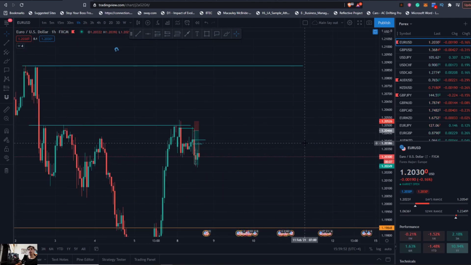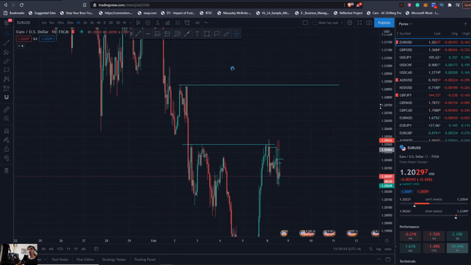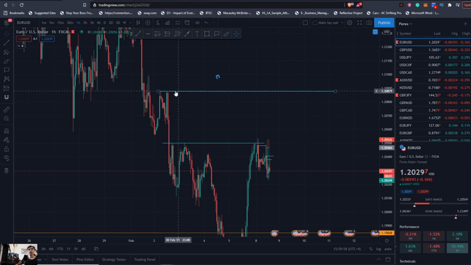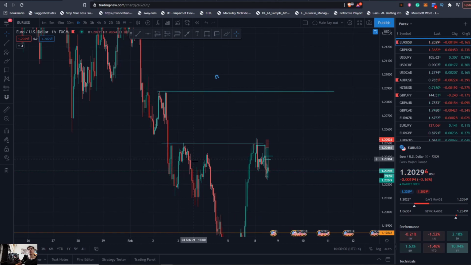Now, what I did notice is that on the way down, we have created a lot of liquidity areas. You can see here, a double top, a lot of sell orders sitting here, a lot of sell orders sitting all here. So eventually I knew that these points were going to go and get attacked.